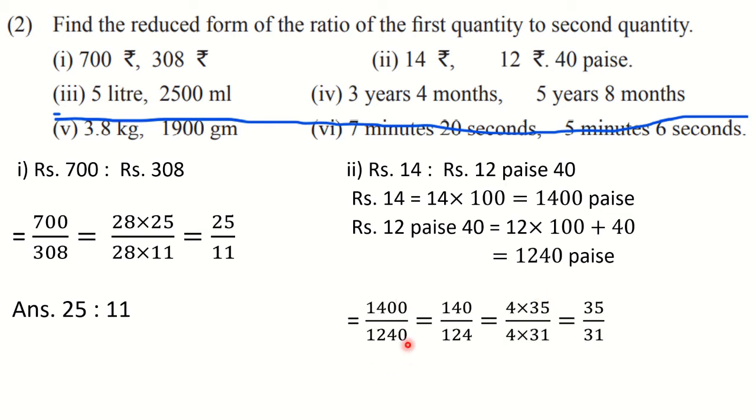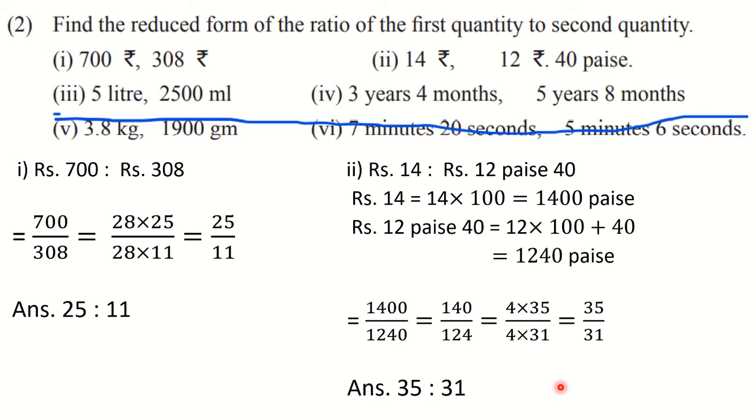Here these two zeros you can cancel, and then you will get 140 upon 124. Now these two numbers are divisible by 4. You cannot divide them by any bigger number. The highest number possible here is 4. So we are writing 140 as 4 into 35 and 124 as 4 into 31. And so the reduced form is 35 upon 31, that is 35 is to 31. Okay. So I hope you must have understood how to convert it.